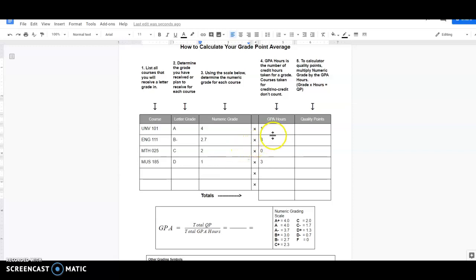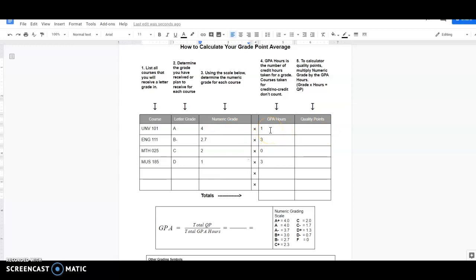All right. So then, we want your grade in English 111 to count more than your grade in UNV 101, right? Because English 111 is a 3 credit hour course and UNV 101 is a 1 credit hour course. So you're making it so that fair is fair, right? And so the classes with more GPA hours are going to count for more in your overall GPA. So the way we do that is we just multiply.